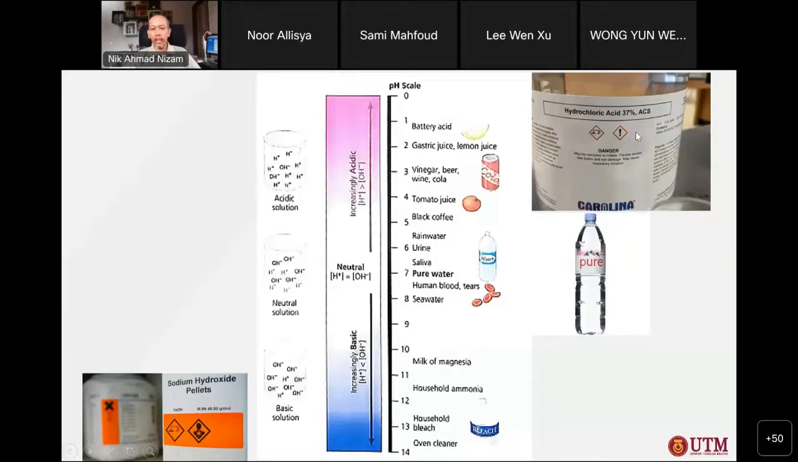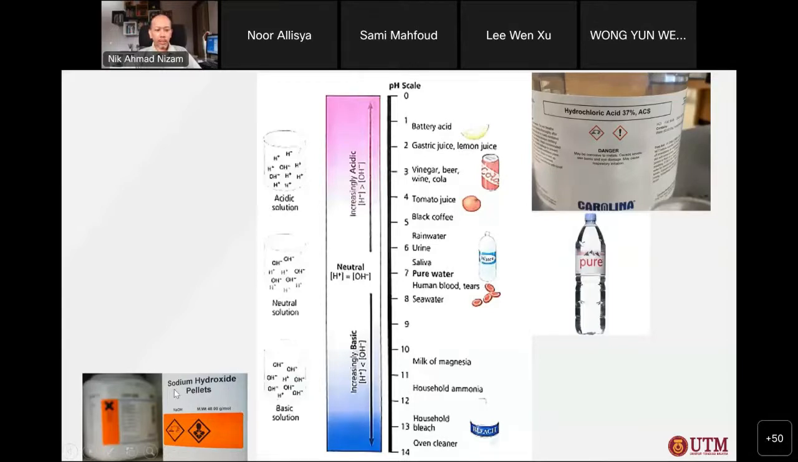hydrochloric acid is very acidic. You see the picture there: it's corrosive, an irritant, and very dangerous. It may be corrosive to metal, cause severe skin burns and eye damage, and may cause respiratory irritation. So it's very dangerous to us because it's very reactive. We cannot consume hydrochloric acid. However, we can consume weak acids, for example vinegar, cola, and tomato juice. And of course, we can drink pure water.